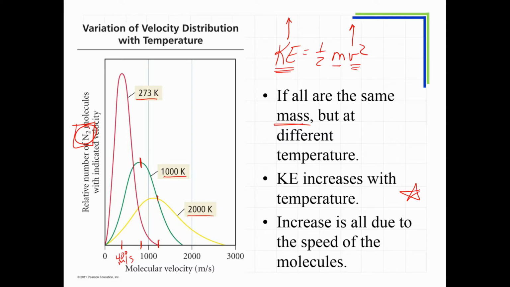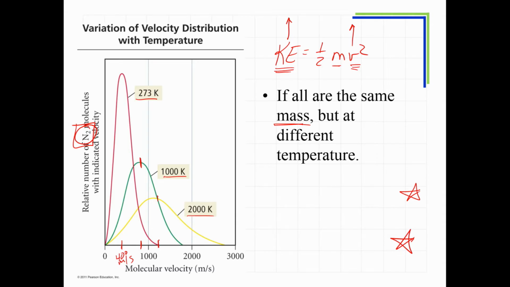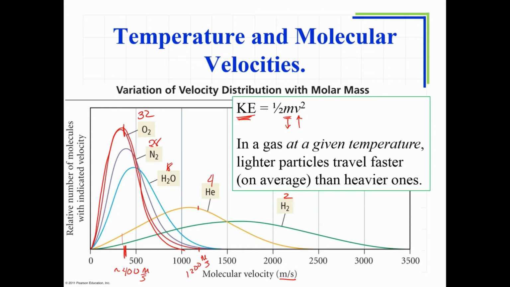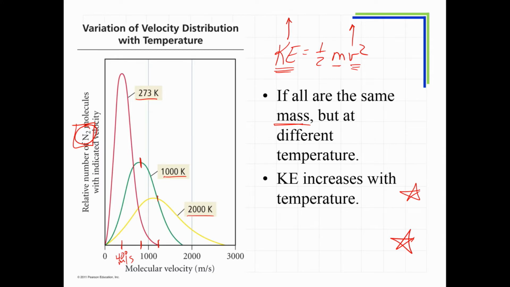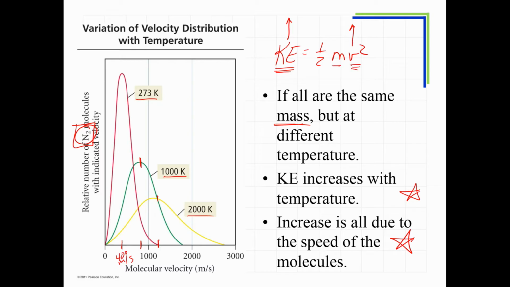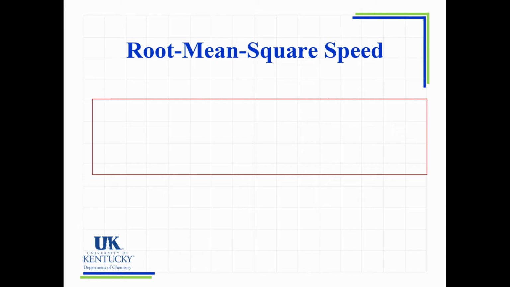And the increased speed, key point, is all due to the increased kinetic energy, all due to the increased speed of the molecules. So we have two different things graphed. I'll flip back to the previous one here, okay? Here, there are different molecules, but they're all at the same temperature. Over here, we have different temperatures, but they're the same molecules. And you ought to be able to understand those graphs and how they relate the speed of the molecules to what you see here.